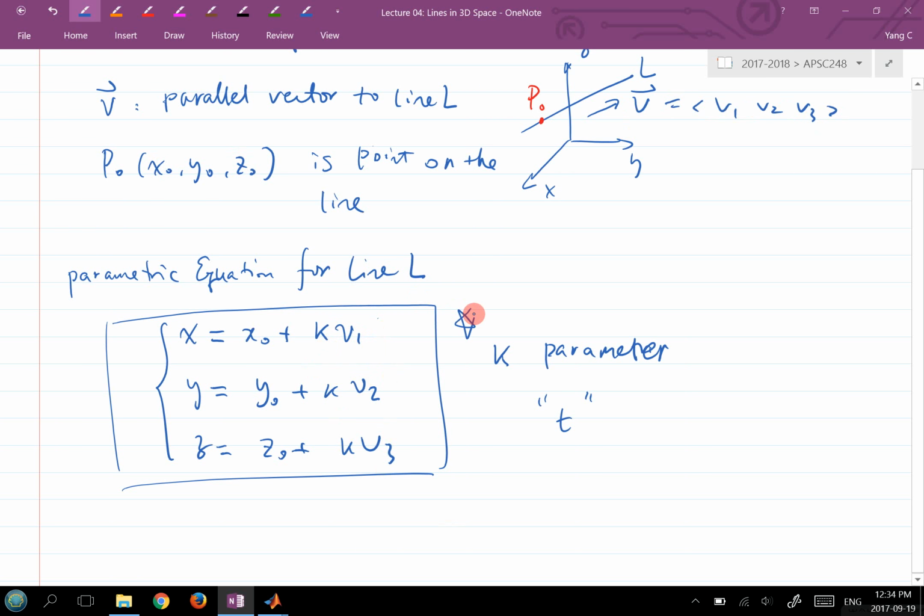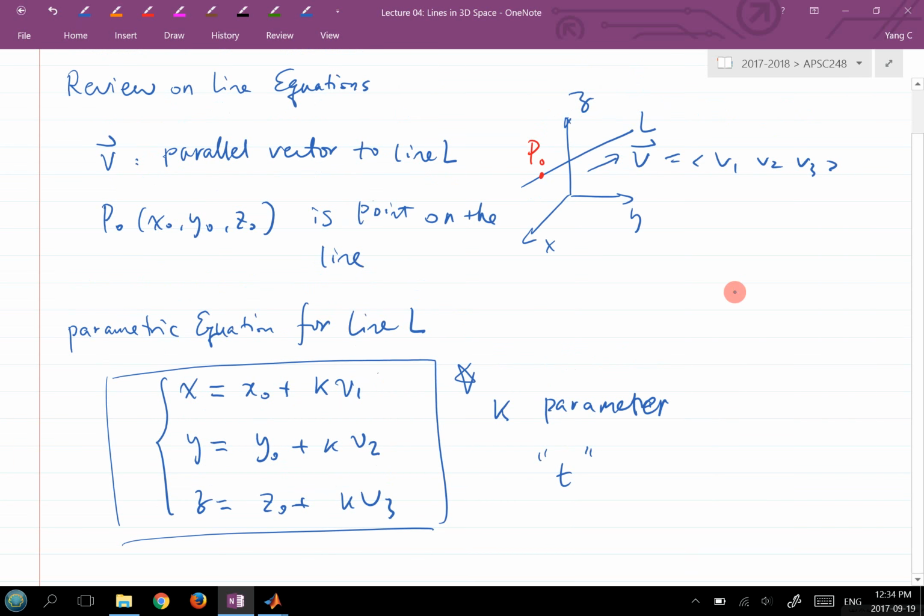Then the x, y, z here, what do they represent? They represent the coordinates of any point on the line L. If you substitute k with different values, such as 1 or 2 or 0 or 0.5, then you will get coordinates, and those coordinates represent a point on this line L. Is that clear? Okay, so that's basically what happens here.